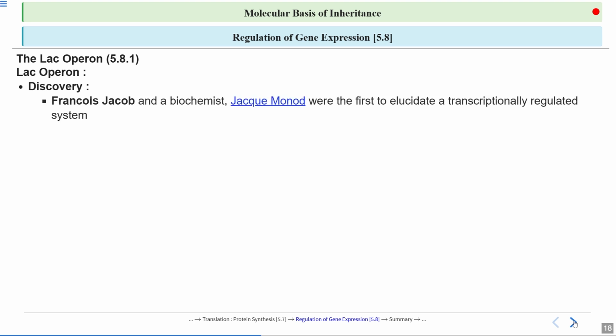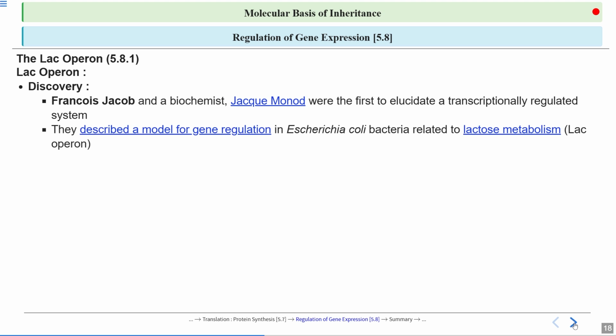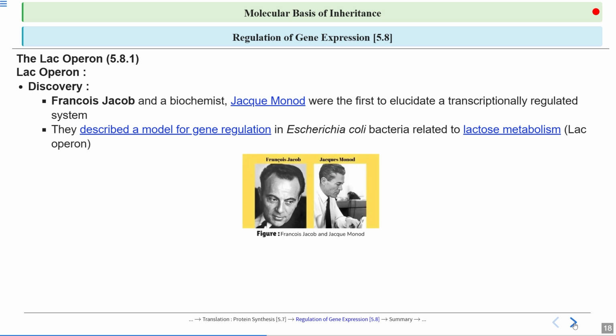So now, what is lac operon? First of all, let's talk about who discovered lac operon. Francois Jacob and biochemist Jacques Monod were the first to elucidate a transcriptionally regulated system. They described a model for gene regulation in Escherichia coli bacteria related to lactose metabolism, and that's why it was called lac operon. So these scientists discovered this transcriptionally regulated system in E. coli bacteria, and it is related to lactose metabolism.